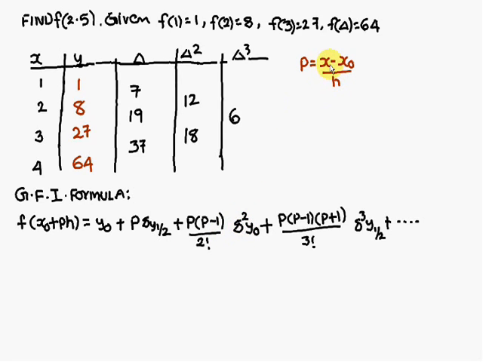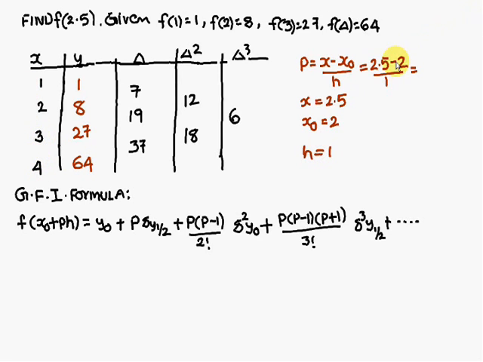Where the p value is x minus x naught by h. What is x? The x value is 2.5. Next, x naught is 2. Why I have taken x naught as 2: we have to find the corresponding y value for 2.5, which is in between 2 and 3. I think it is closer to 2, so I have taken 2 as x naught. Next, the h value is 1. What is meant by the h value? In the x column, the difference between 1 and 2 is 1, between 2 and 3 is 1, and between 3 and 4 is 1, therefore the h value is 1.